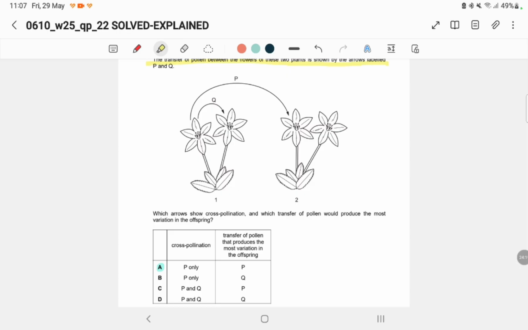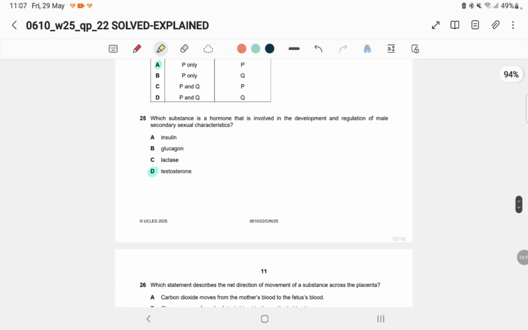Now, which transfer of pollen grains produces the most variation? Of course, cross-pollination produces more variation than self-pollination. It's just knowledge and common sense for you to understand. Why is Q not cross-pollination? Because it is not a different plant. Yes, it is a different stigma, but not a different plant. It is not a totally different plant. So just moving on to the next question.